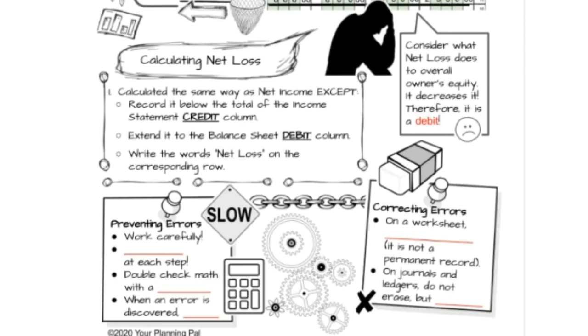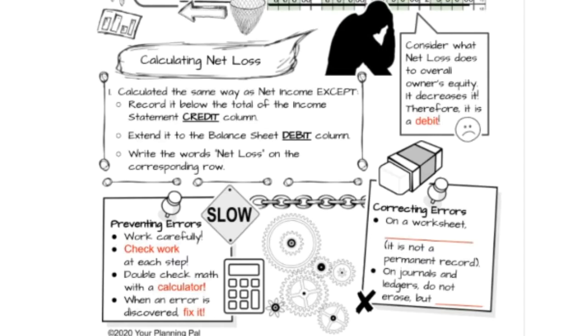Okay, to prevent errors, as always in accounting, you want to work carefully. You want to check your work at each step. You want to double check your math with a calculator. And when an error is discovered, you want to fix it, because if you don't fix it, it's just going to follow you and you're going to have to fix more later. So make sure that you're following those good accounting practices.